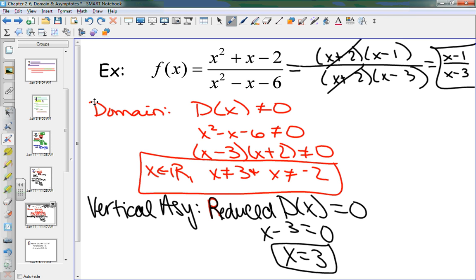Now, what does that mean for x equals negative 2 in my domain? Graphically, think about that. There's a hole at negative 2, but is there an asymptote at negative 2? No. What happens at 3? There's a hole at 3 and an asymptote at 3. Do we all understand the difference? Okay. Now the horizontal asymptote.